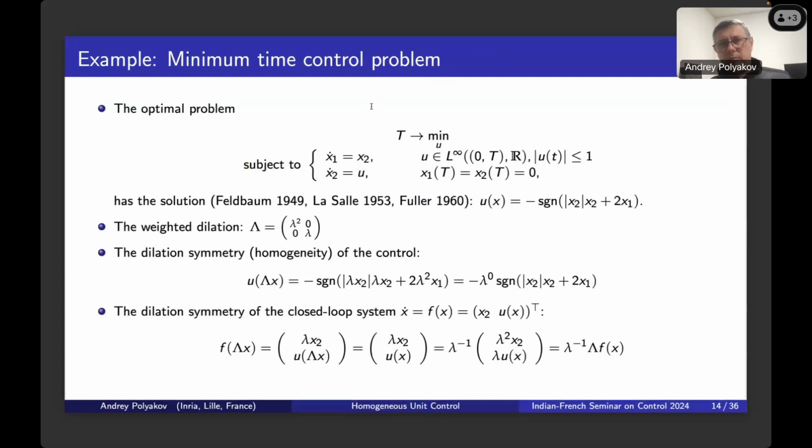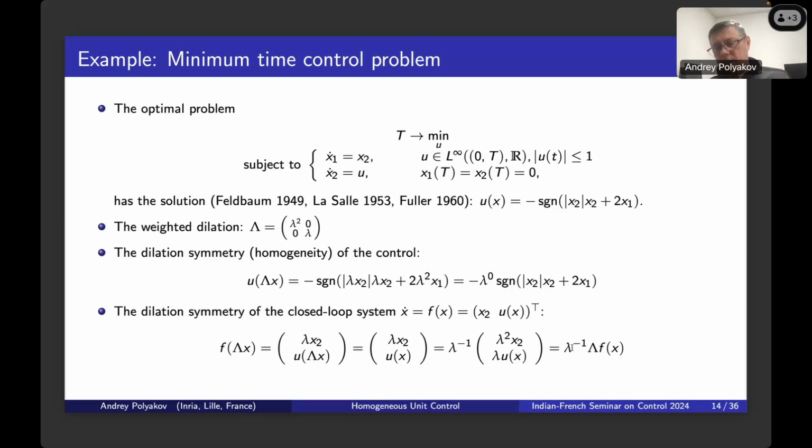For example, the classical minimum time control problem, when we need to stabilize in minimum time a double integrator under some restriction on the control. The static feedback solving this problem is a sliding mode controller. The name for this kind of sliding mode controller is nested controller. And it is weighted homogeneous. You can easily check the dilation symmetry of the control and the dilation symmetry of the system. It's just a formal computation, and we see that this system is homogeneous of degree -1.